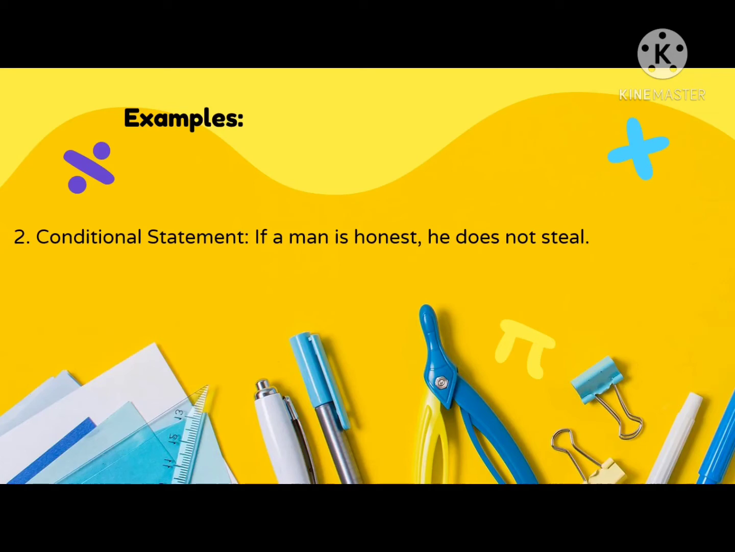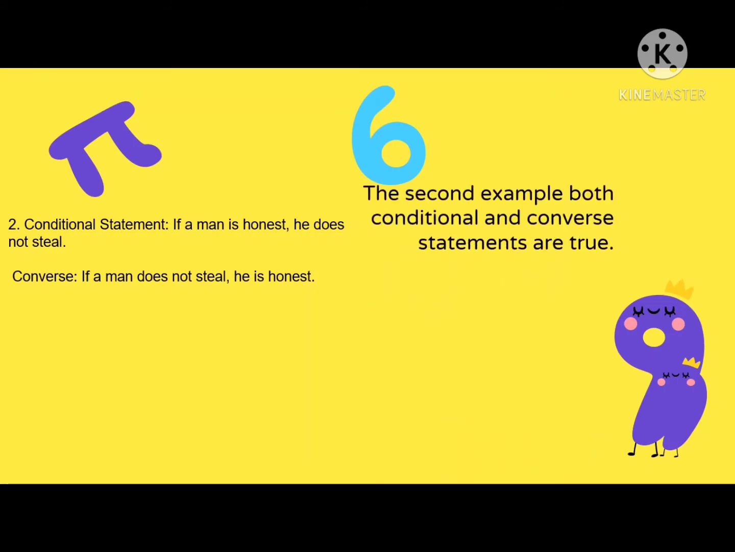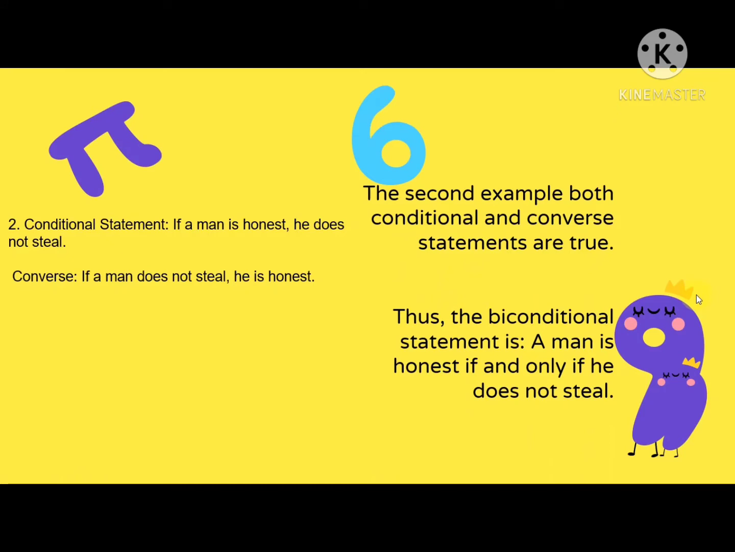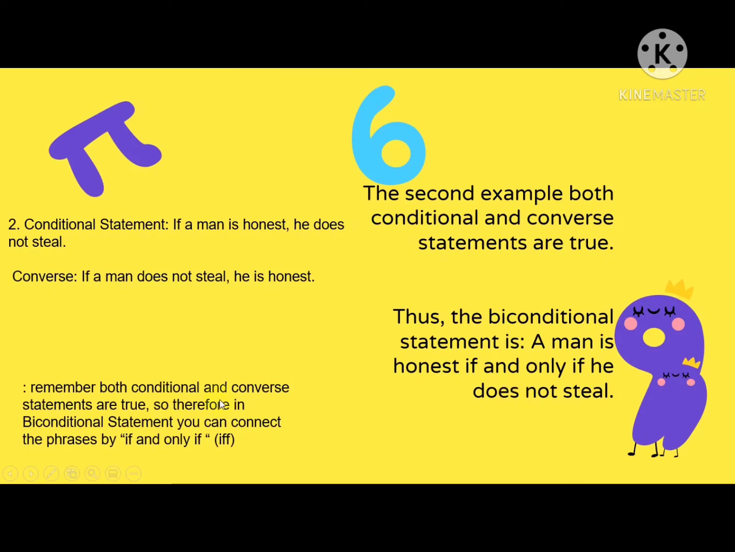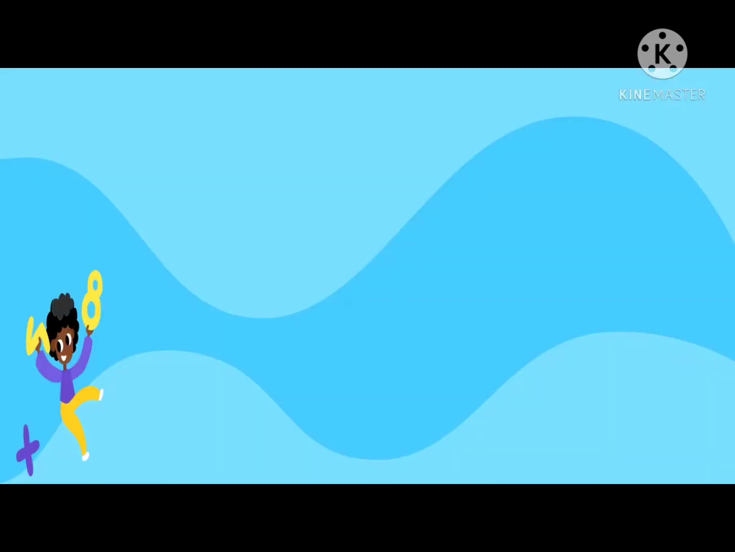Conditional statement natin, if a man is honest, he does not steal. So, sinwitch natin siya, if a man does not steal, he is honest. Yan yung converse natin kanina. The second example, both conditional and converse statements are true. The biconditional statement: a man is honest if and only if he does not steal. So, remember, i-insertan natin siya ng if and only if. Pero, remember, kailangan yung conditional and converse statements natin ay true. Doon lang natin siya papasukan ng if and only if o yung biconditional statement.